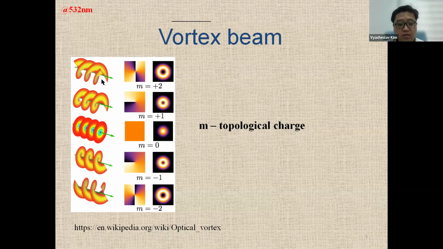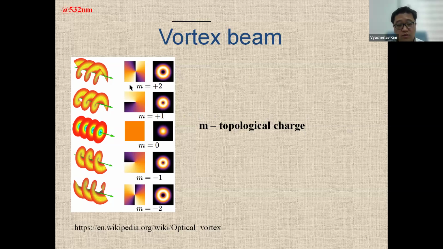The wavefront is formed in the shape of a twist, and topological charge defines how many twists you have over the length of a single optical cycle. So if you have topological charge equal to 1, there will be one twist during the optical cycle. In case of 2, it will be 2 twists, and so on.